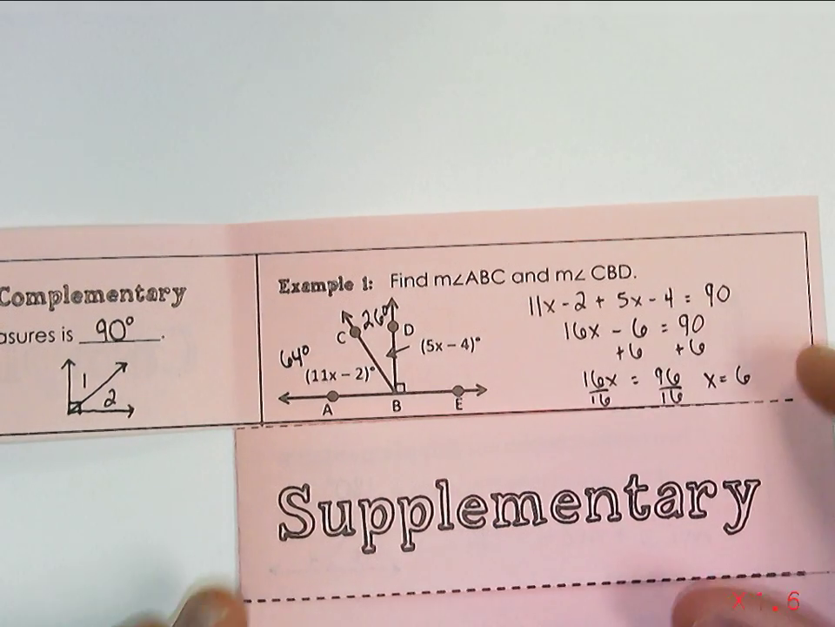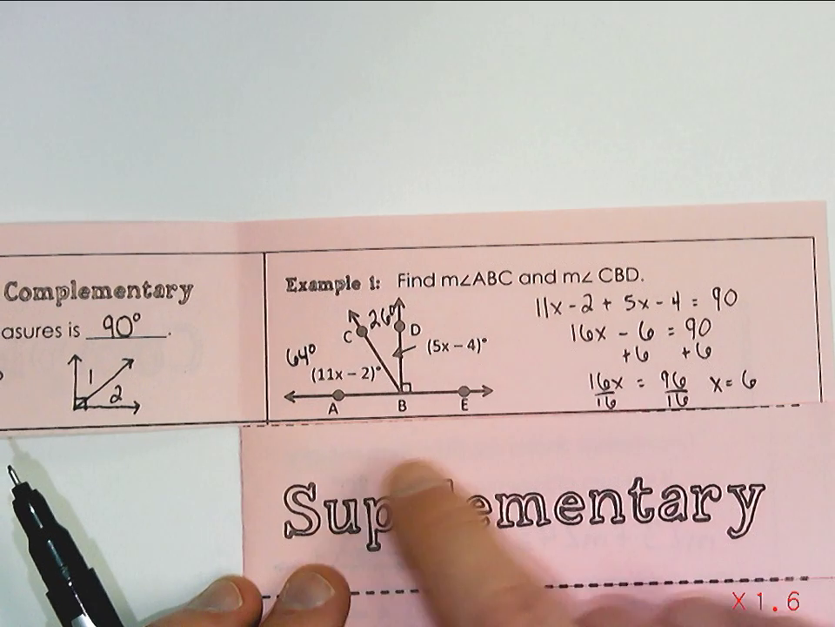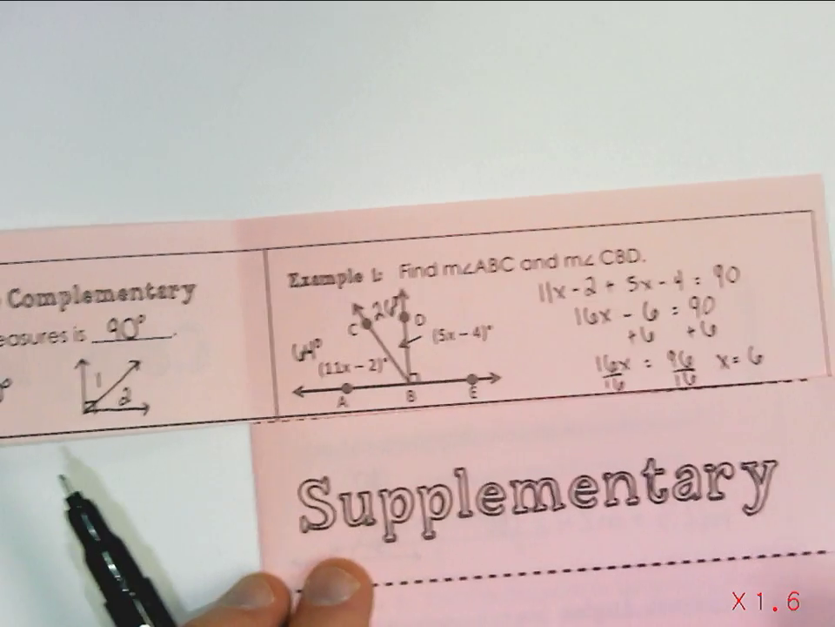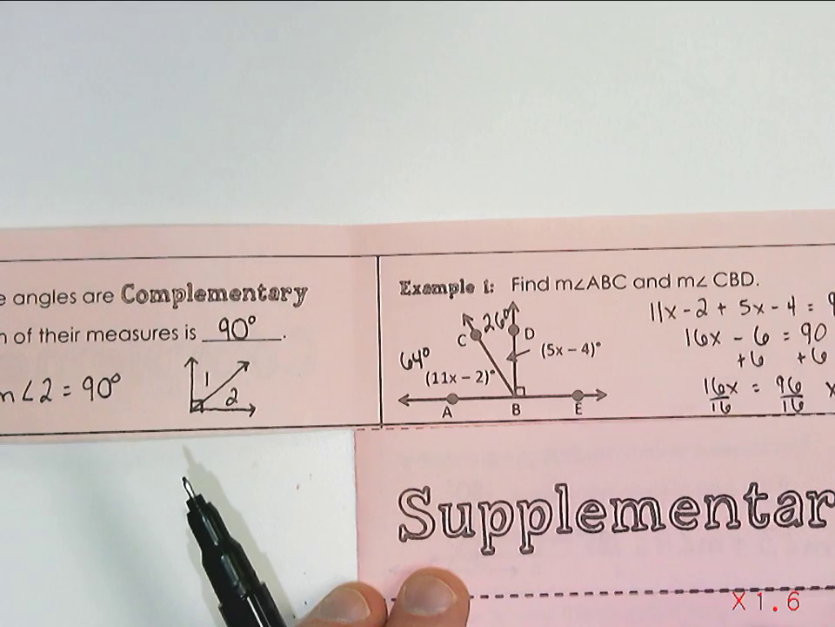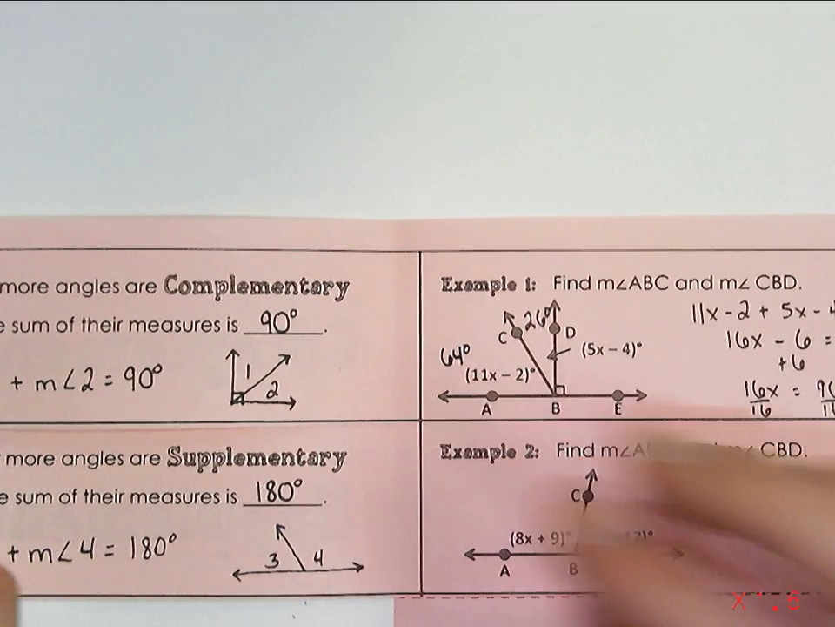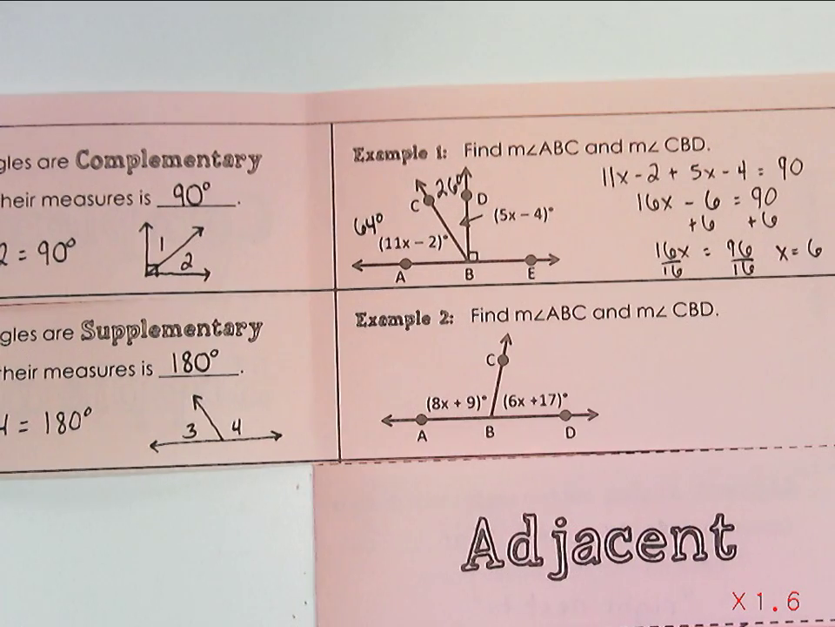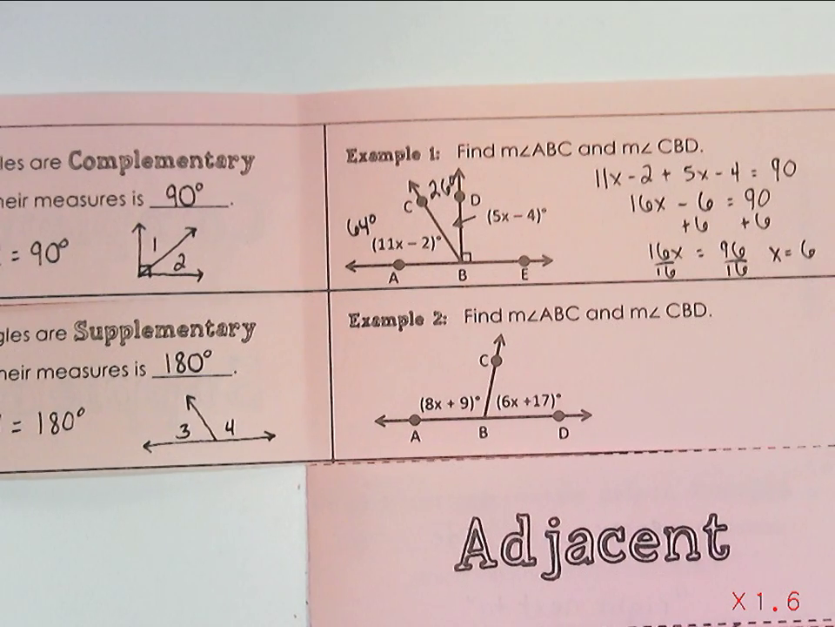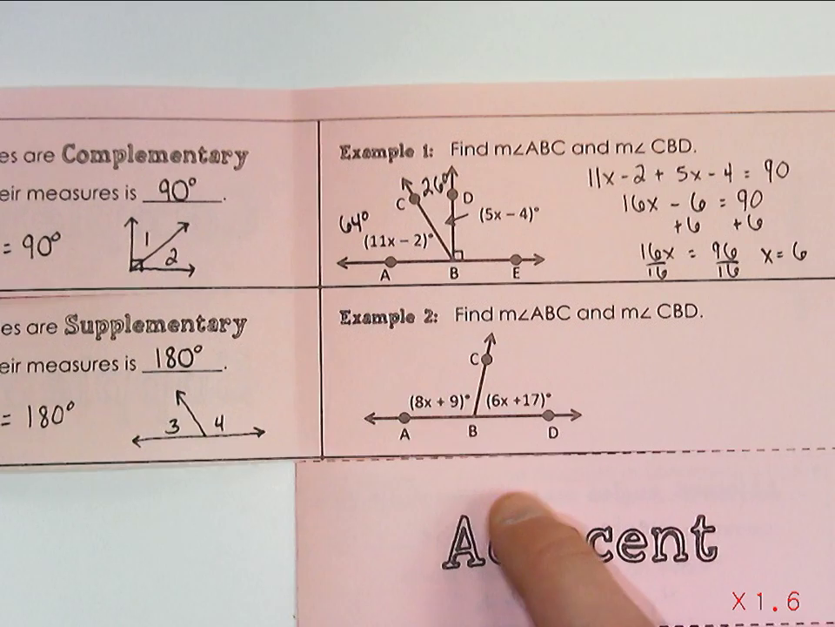That's 90 degrees. So this was what I was talking about when we use algebra in order to solve for different angles. So that's a complementary angle. Let's now look at a supplementary angle. So we're doing the same thing, except this time it adds up to 180.